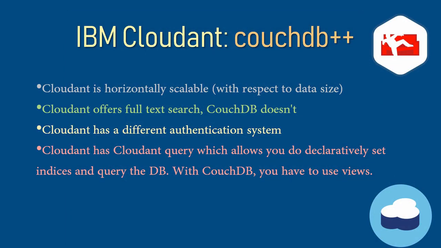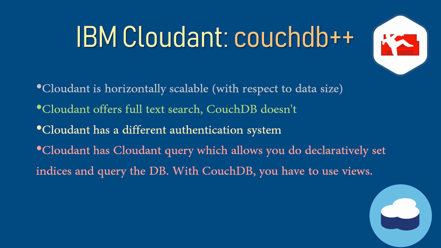What is the difference between CouchDB and IBM Cloudant? First thing is that IBM Cloudant is an advanced form of CouchDB. It is a cloud implementation. The cloud version kept scalability in mind, and it has various modifications because it was designed for a large hadron collider project. So it has horizontal scalability with respect to data size. We could scale up data horizontally.